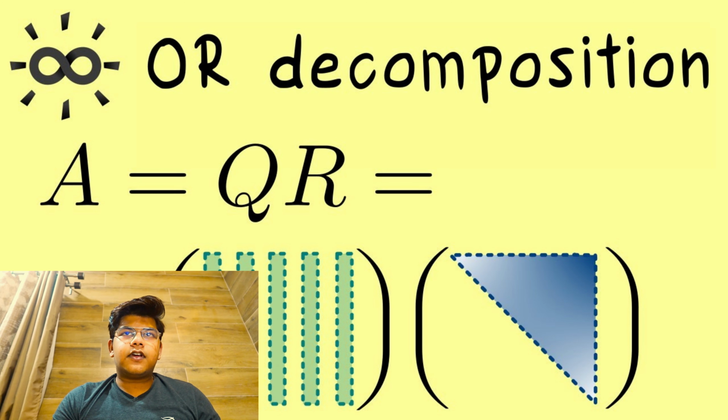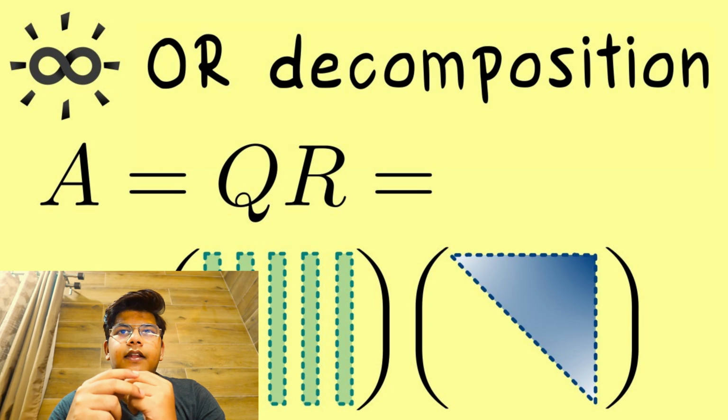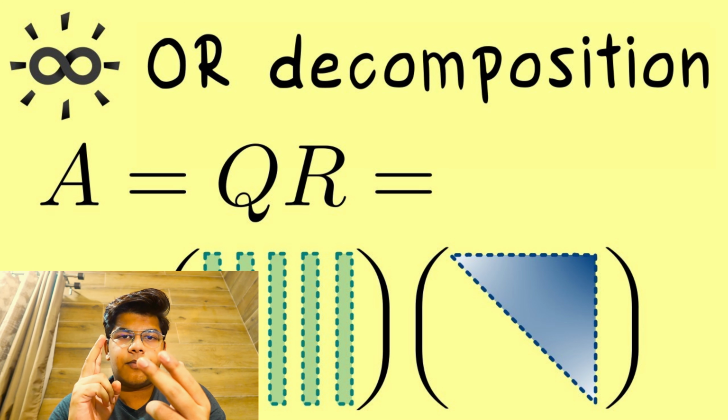So what is QR decomposition? It is a method in linear algebra where a given matrix A is factorized into a product of two matrices, Q and R. Here Q is an orthogonal matrix, which means its columns are perpendicular unit vectors, and R is an upper triangular matrix.